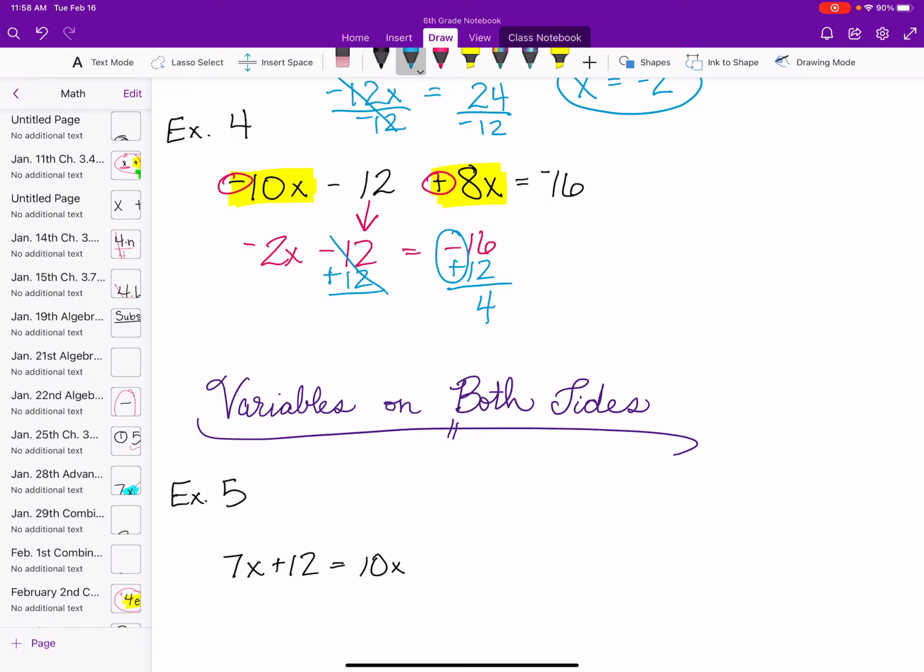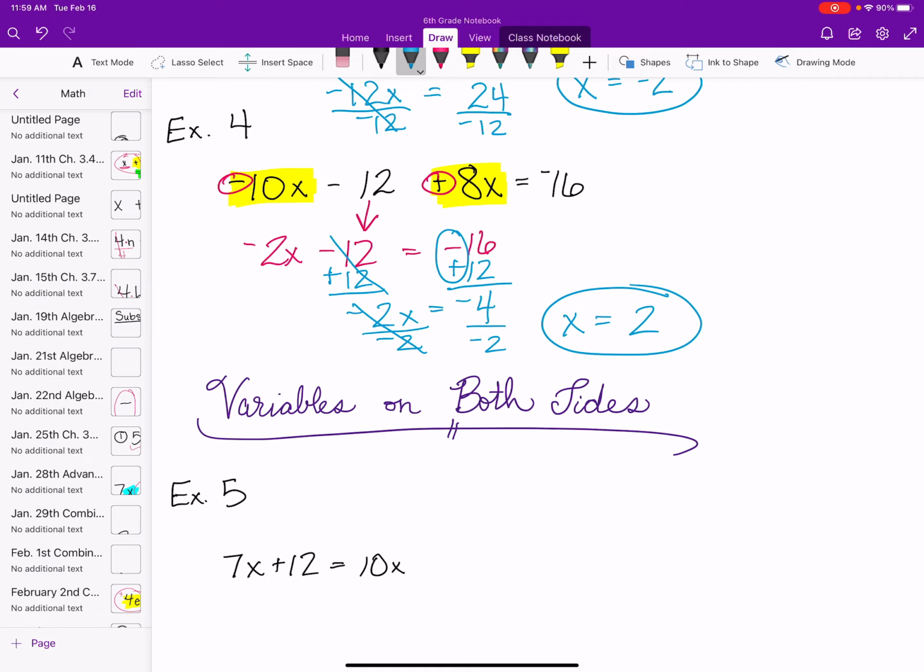And 16 was my bigger number, and in front of it is a negative, so it's a negative 4. So now I have negative 2x is equal to negative 4. I divide by negative 2 on each side, and I get x is equal to a positive 2 because when we're multiplying and dividing, two negative signs cancel each other out. And so x is equal to a positive 2. Okay, so that would just be combining variables.